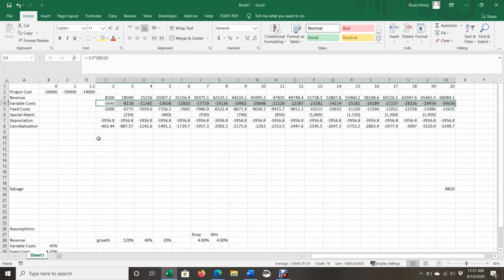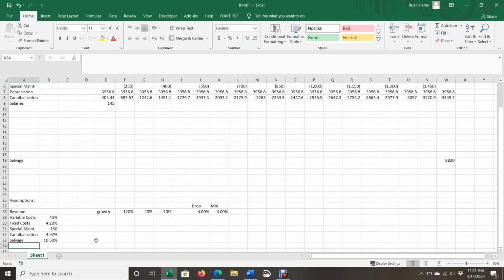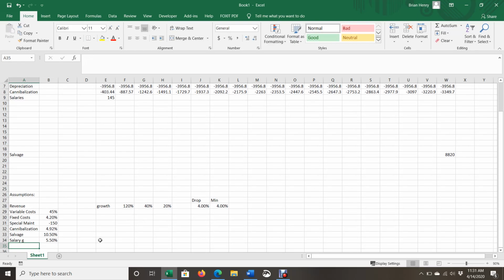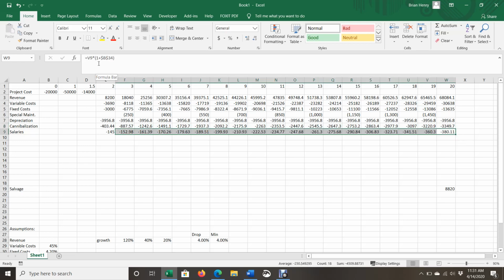We can handle that. So in year 2, we're going to 145. Growing at 5.5%, so that's B34. So again, growth, right? So just multiply by 1 plus growth rate, and then let that carry on through. Oop. I just said we were going to do this, and then I immediately stopped. So we'll carry all those through. Salaries.